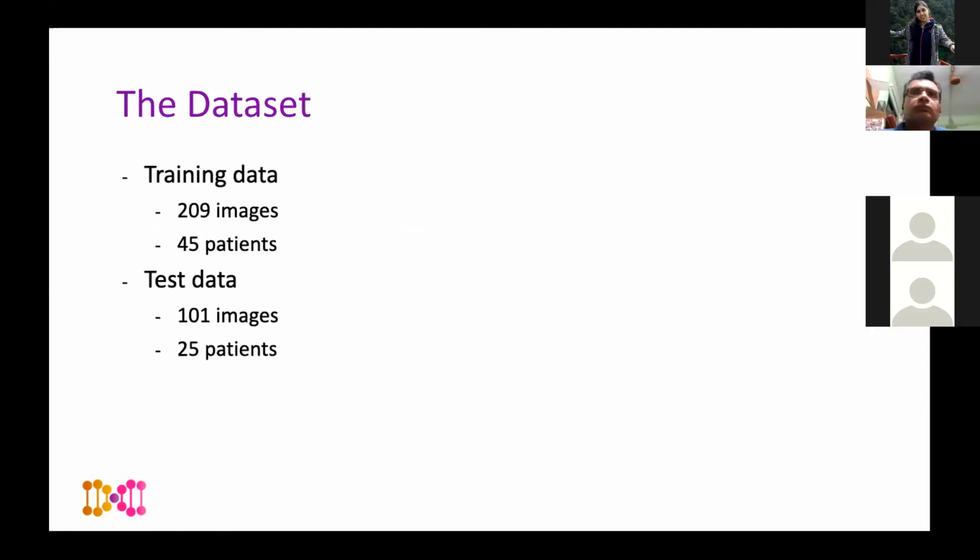The dataset was split into training and test, with 209 images for training from 45 patients and 101 images for the test set taken from 25 patients.